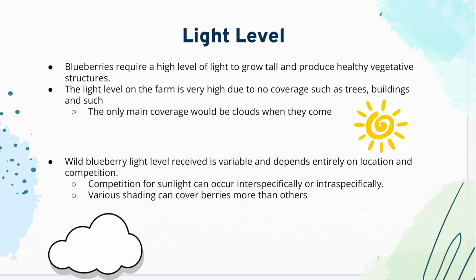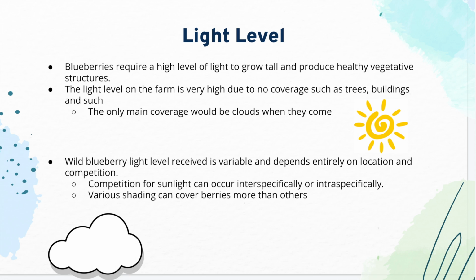The light level on the farm is as high as the weather permits it to be, since there are no large trees or any other plants competing against the blueberries for sunlight, and the berries have also been spaced well apart to avoid the bushes competing intraspecifically on the farm. The only main coverage would be when clouds come.